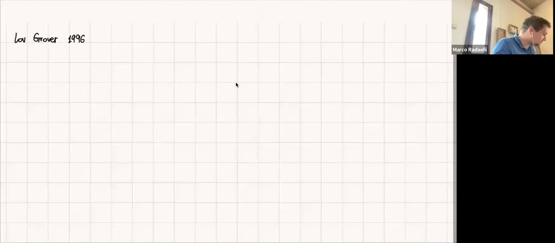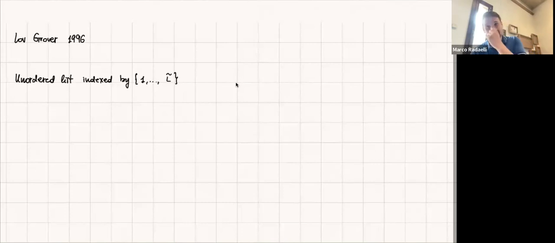So what's the problem that we want to solve? Say that we have an unordered list which is indexed by some numbers, like 1 to L tilde. We will see the reason why I'm using the tilde in a minute.